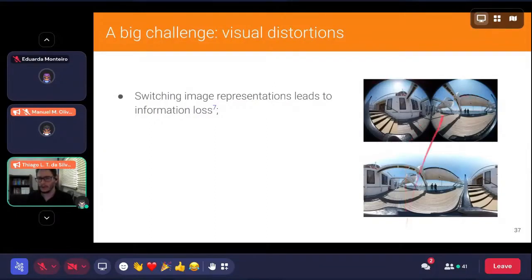When we do this kind of processing, we miss some information. And when we move from the rectangular representation to the cube map, we will miss some other information. And when we move from the cube map back to the rectangular, we will miss information again. So we need to have a linear path when we are coming from one representation and going to another. It's one thing that we need to keep in mind when we are processing spherical images.